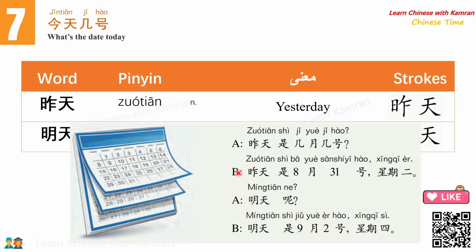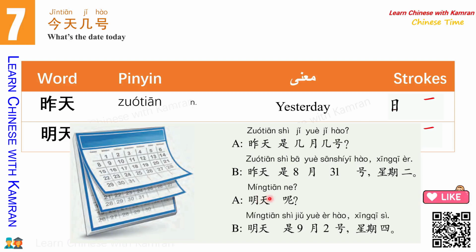So my question for you is, what was the day yesterday? 昨天是几月几号? And what about tomorrow? 明天是几月几号? So what's the day today? You can just comment below. What is the date today, and what will be the date tomorrow, and what was the date yesterday? You can simply tell us this in the comments below.